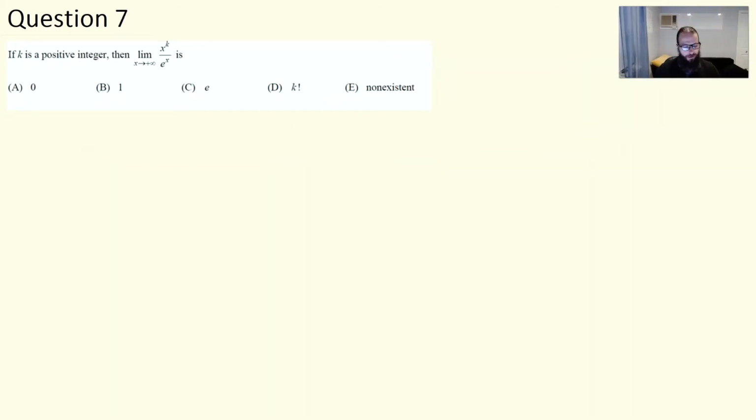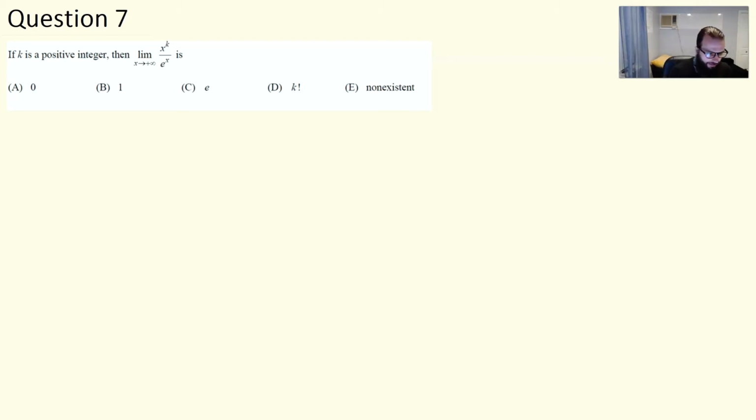This is question number 7 on our Chapter 1 Limits quiz. And we have somewhat of a more difficult question here with a little bit more arbitrary concepts, because this isn't a polynomial question, this isn't a rational expression of polynomial functions. It's a rational expression that involves a power function and an exponential function.